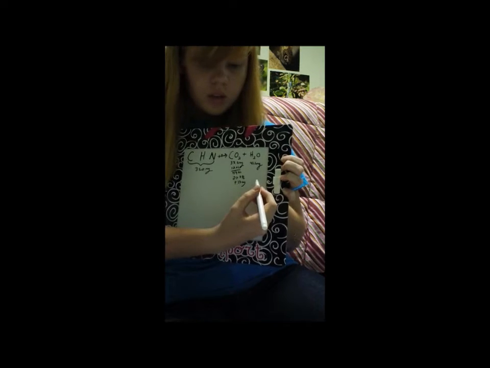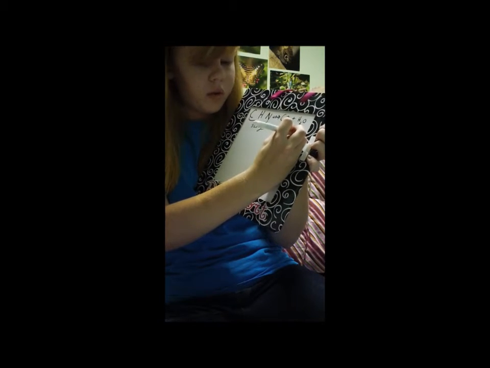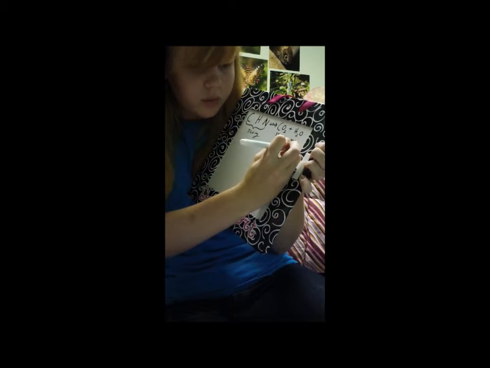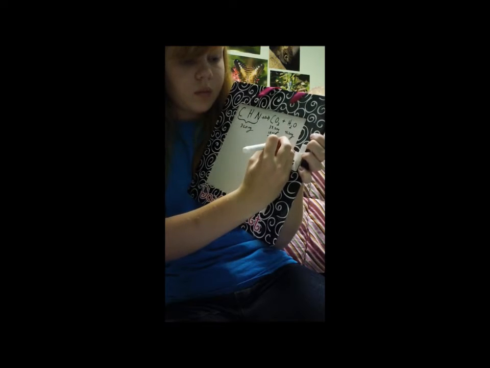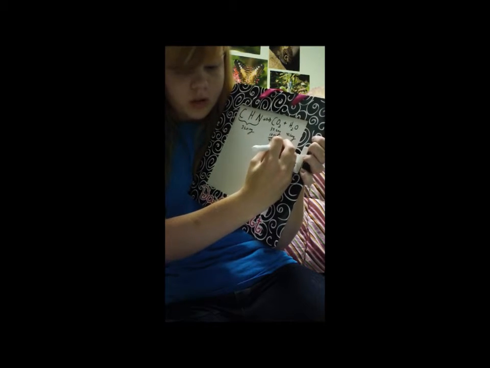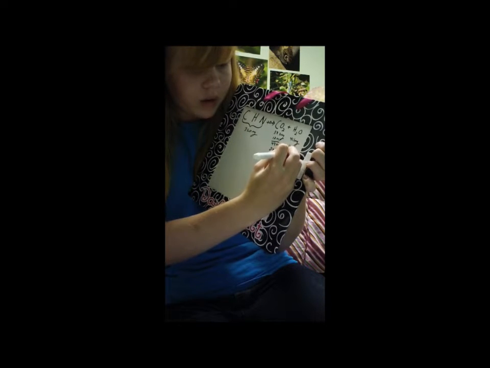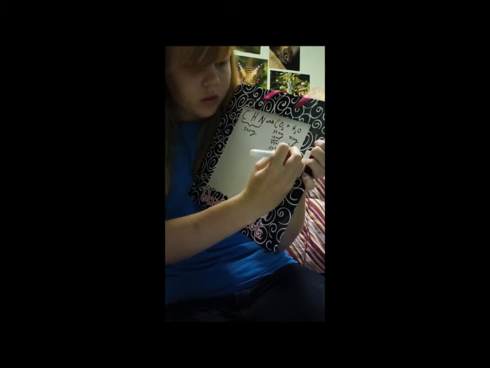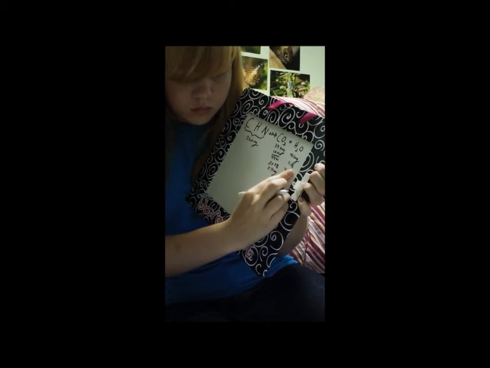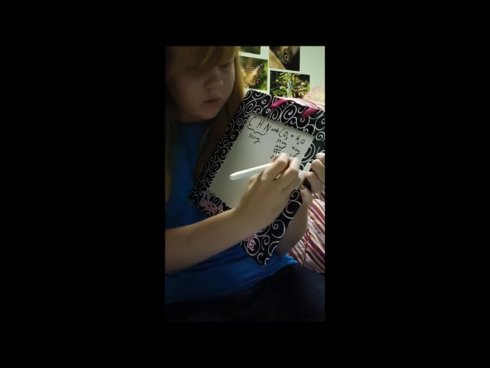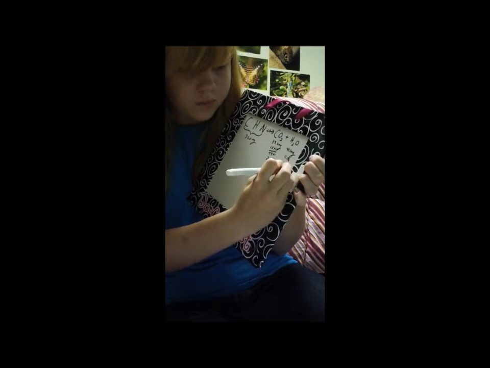So we'll find the percentage of hydrogen, which is 11.11%, and then we'll multiply it by 41.1, and that will give you 4.57 milligrams of hydrogen.